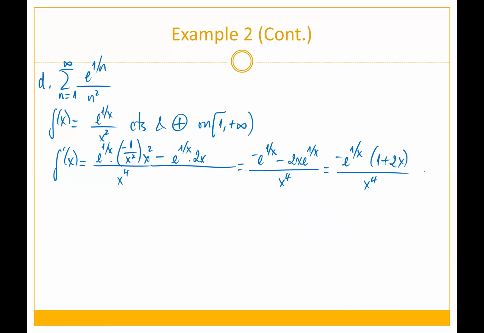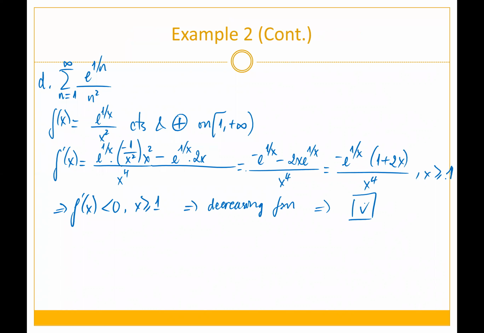Now with x bigger than or equal to 1, you can see that x to the 4th is bigger than 0. 1 plus 2x, because x is a positive number, is also positive. e^(1/x) is always positive. So you have a conclusion: f prime of x is always less than 0 because of this negative sign here, with x bigger than or equal to 1. So it is a decreasing function. So the answer is also yes, you can use the integral test here.